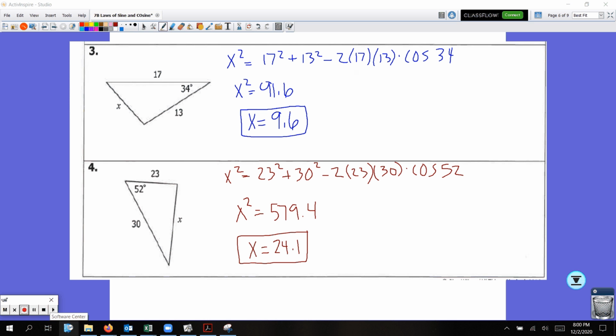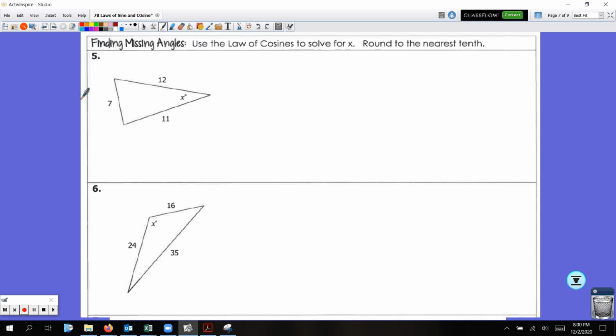All right, hopefully you found that not too terrible, right? You're basically plugging all of this into the calculator, taking the square root, and you're good. So you should have gotten 9.6 for number 3 and 24.1 for number 4. Now, let's take a look at when we're missing the angle. Here's where things take a tiny bit of a turn. We do have to do a little bit of work. First, you want to look for the side opposite of the missing angle. That's the side we start with.